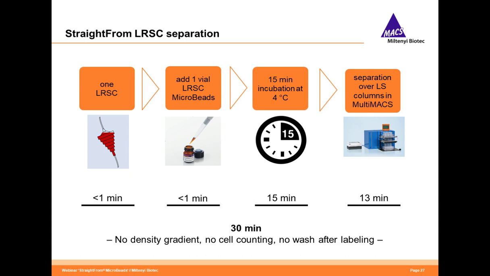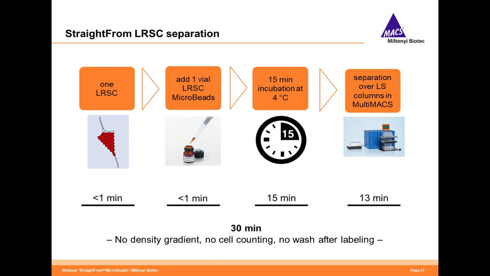Let's come to leukocyte reduction chambers, which are more and more often used by researchers as an alternative source for white blood cells. Within one of these LRSCs, there are often more than 1 times 10 to the 9 white blood cells in 10 to 15 milliliters of buffer. We elute these cells out of the LRSCs using syringes and buffer and fill the cell suspension up to 40 milliliters before we add the content of 1 vial of our StraightFrom LRSC MicroBeads.